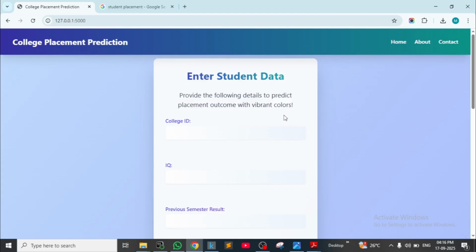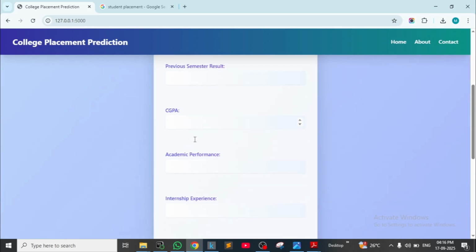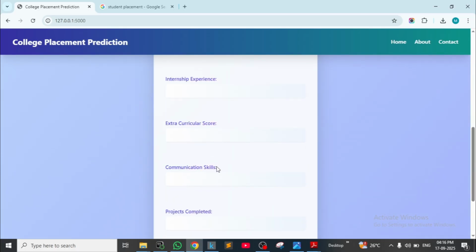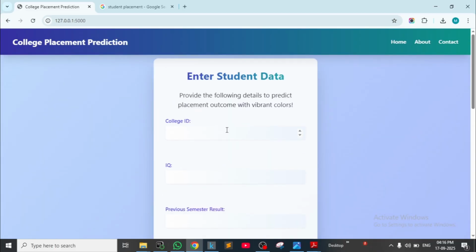The inputs are College ID, IQ, previous semester result, CGPA, academic performance, internship experience, extracurricular score, communication skill, and projects completed. So by giving input individually, we can predict whether a student is applicable for placement or not. This will provide us information on whether the student is placed in a company or not.